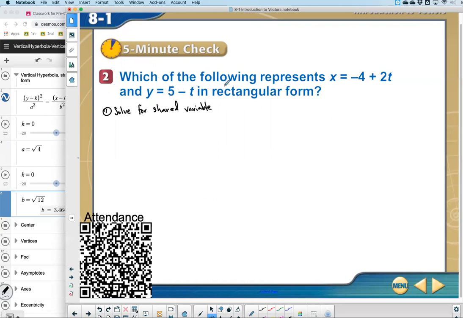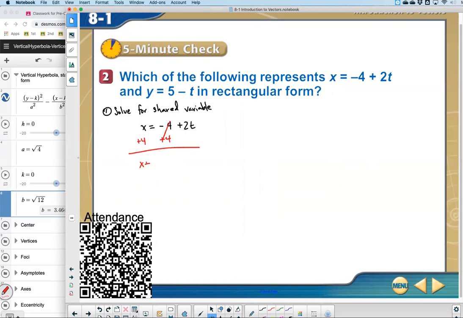Okay, so what variable is shared? We've already been told. Jasmine said it was t. So I'm going to take my x equation. I usually start with the x, solve that, and substitute it into the y equation. So x equals -4 plus 2t. All right, we're going to solve for this t here. How do you get t isolated? How would I get rid of a -4? You add 4.